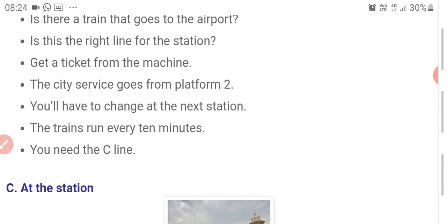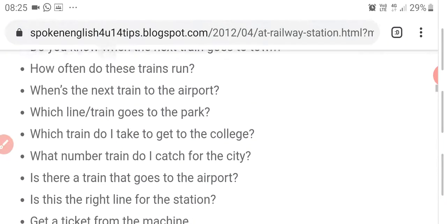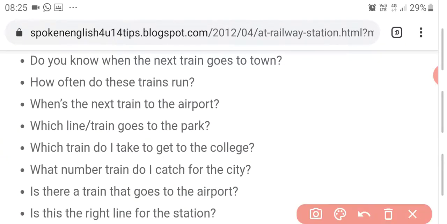So if someone asks, where does the city service leave? You could say it goes from platform 2. You'll have to change at the next station. There are times when you need to take double trains, where you need to take a separate train to reach your destination. So if someone asks, you could say you need to change at the next station. And the trains run every 10 minutes. This could be an answer for, how often do these trains run? You could say, it runs every 10 minutes.